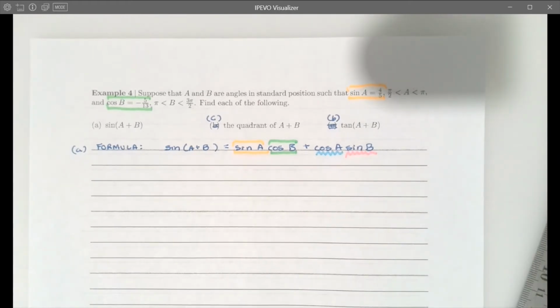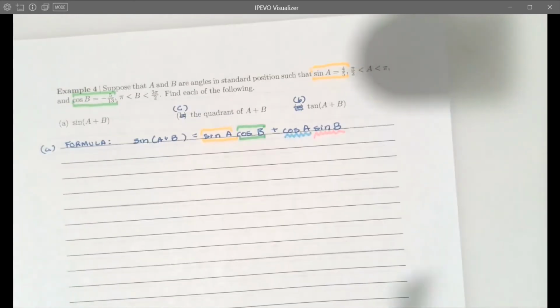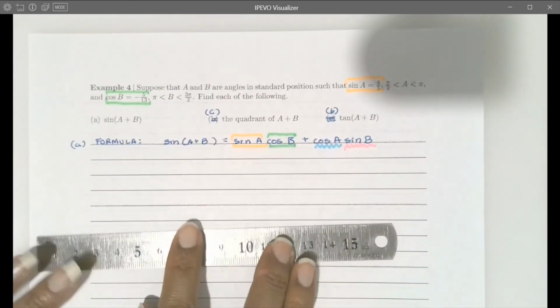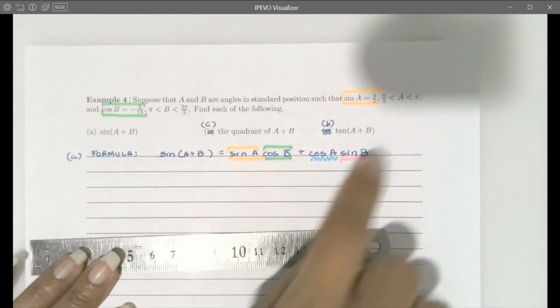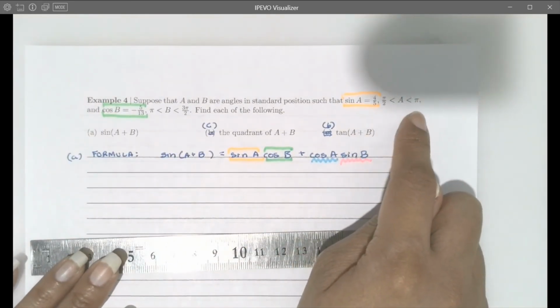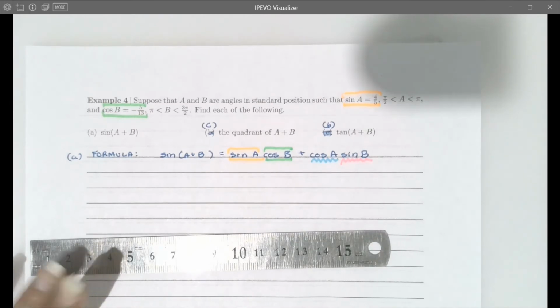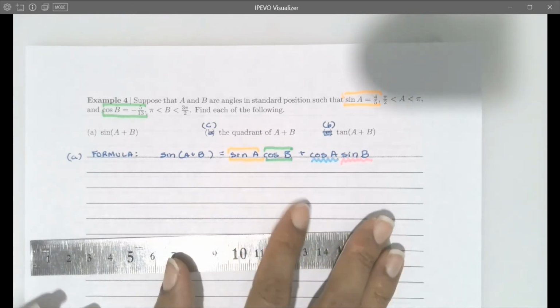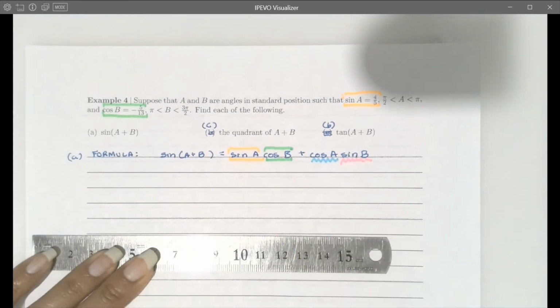So just like before, we're going to be drawing the diagrams, starting with angle A. Now, angle A, they tell us, lies between pi over 2 and pi. Pi over 2 is like 90 degrees, and pi is 180. So if it lives between 90 degrees and 180, that means it lives in quadrant 2. Okay, so I'll draw my diagram focusing on quadrant 2.